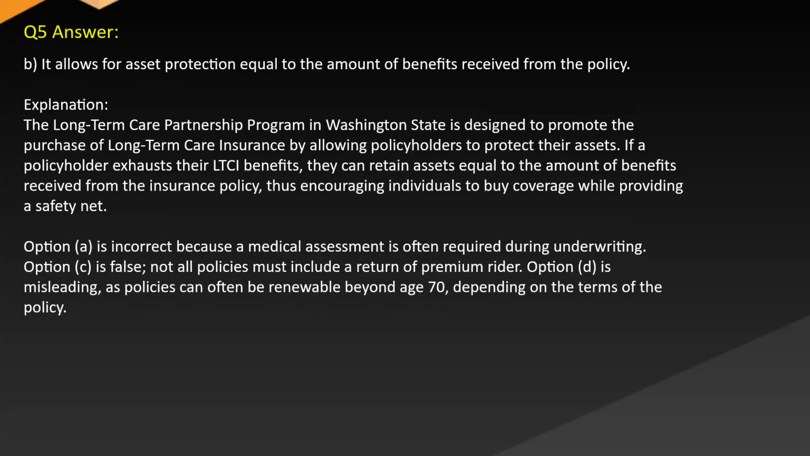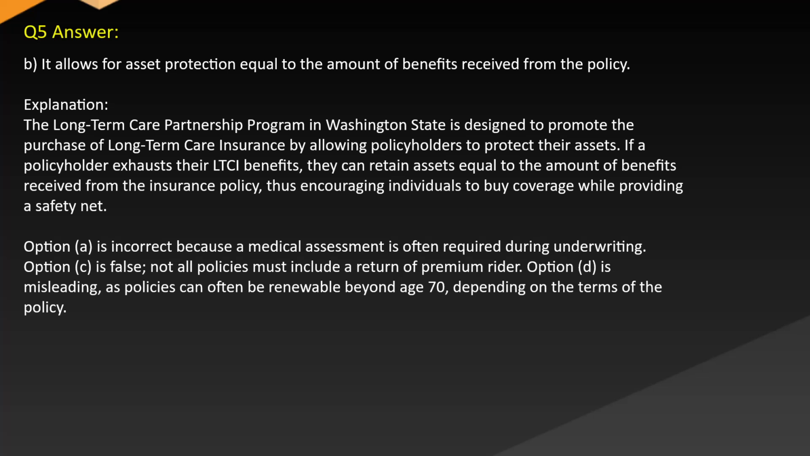Answer B. It allows for asset protection equal to the amount of benefits received from the policy. Explanation. The Long-Term Care Partnership Program in Washington state is designed to promote the purchase of long-term care insurance by allowing policyholders to protect their assets. If a policyholder exhausts their LTCI benefits, they can retain assets equal to the amount of benefits received from the insurance policy, thus encouraging individuals to buy coverage while providing a safety net.